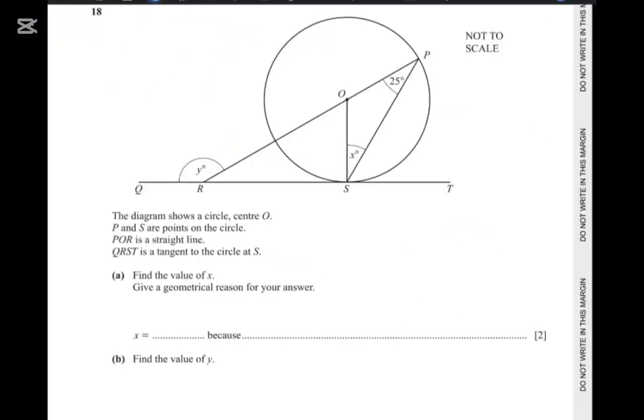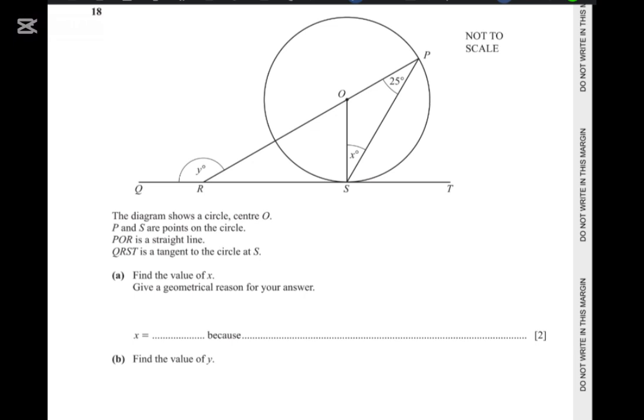Question number 18. The diagram shows a circle, center O. P and S are points on the circle. So this is the center O. P and S are the points on the circle. Then POR is a straight line. This is the straight line POR. QRST is the tangent to the circle. This is the tangent to the circle.